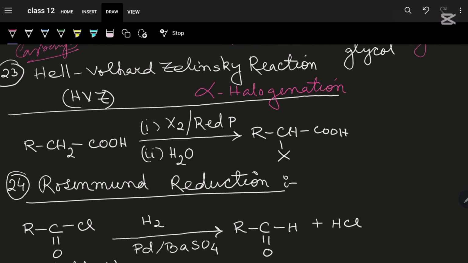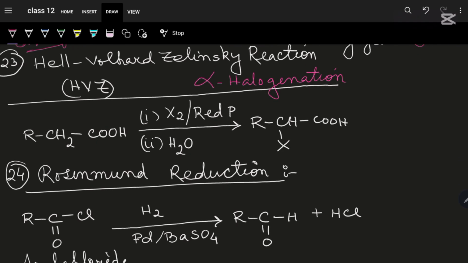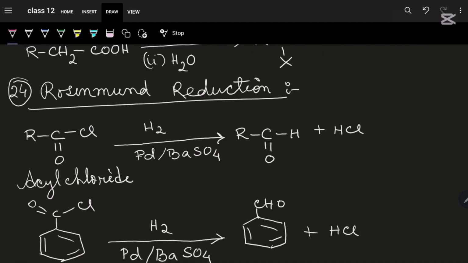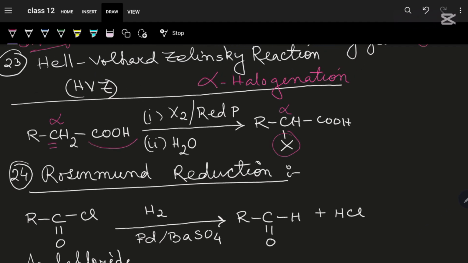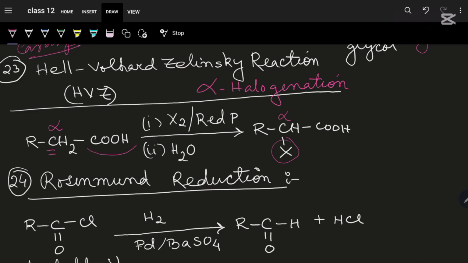Next, moving on to Hell-Volhard-Zelinsky reaction, HVZ, which is alpha halogenation of carbonyl compounds. If this is the carbonyl linkage, COOH, this carbon is your alpha carbon. So removing one H of alpha, you get a halo group, and this is known as alpha halogenation, in presence of X2 and red phosphorus, followed by H2O hydrolysis, and you get the halo group at the alpha position.